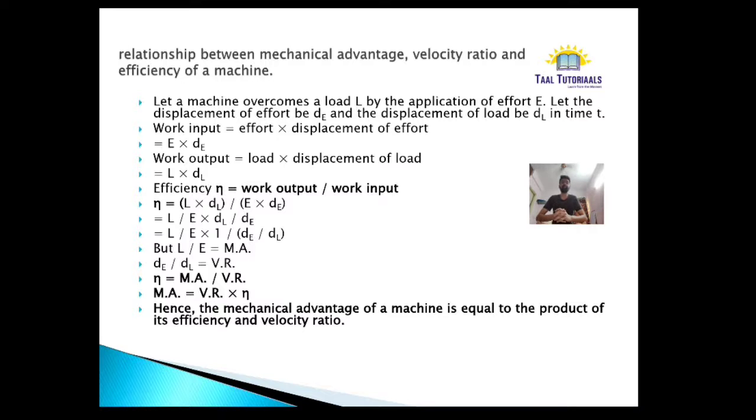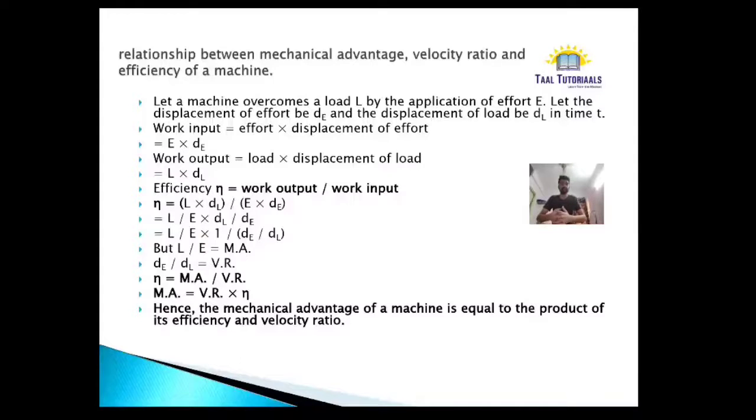So we already know work input is equal to, work means what? Force into displacement. The work input, that is we are putting effort. The work input is equal to effort into displacement of effort, that is E into dE, and work output is load into displacement of load, that is L into dL. So efficiency, that is eta, is equal to work output by work input, as we already know. So L into dL by E into dE, where L by E into dL by dE. We can write like that also, where L by E we know that is mechanical advantage, and dE by dL we know that is velocity ratio.